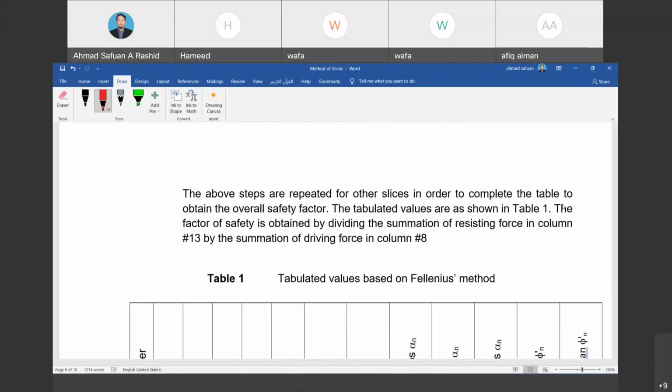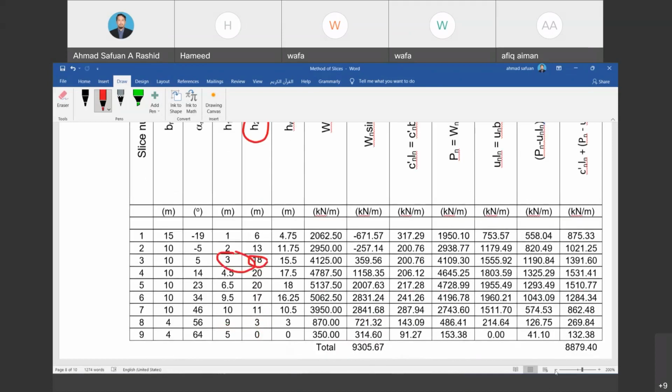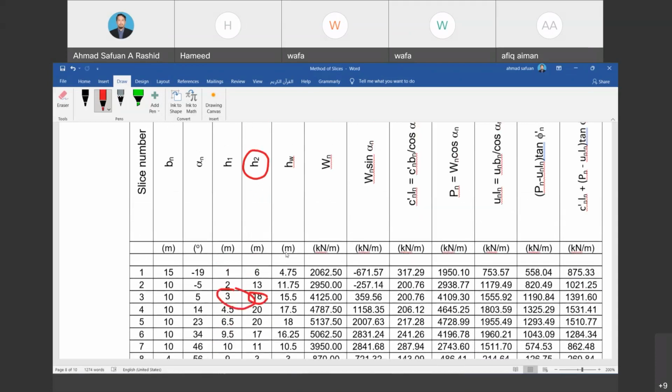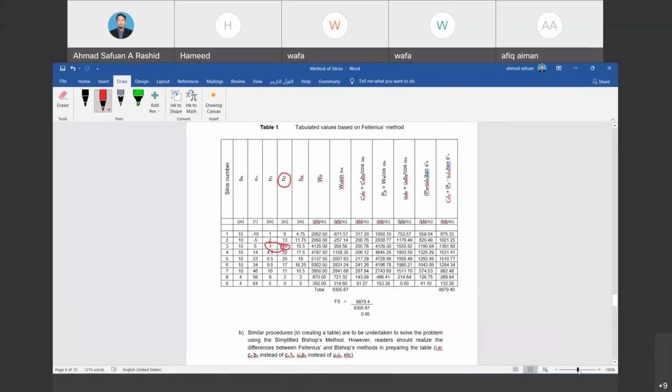The factor of safety is the summation of the resisting force in column 13 divided by the summation of the driving force in column number 8. So when you have this kind of problem, in either Fellenius or Bishop, you need to put it in table form. You begin with B, alpha, H1, H2. If the H2 is equal to HW, then you do not need to have HW. Then start to calculate for W. This is the driving moment. This is the first portion of the resisting moment, while this is the second portion. Altogether, the first and second portions of the resisting moment are listed in the last column.